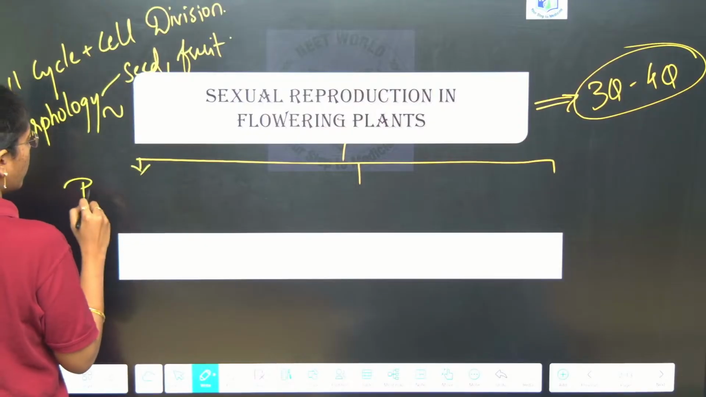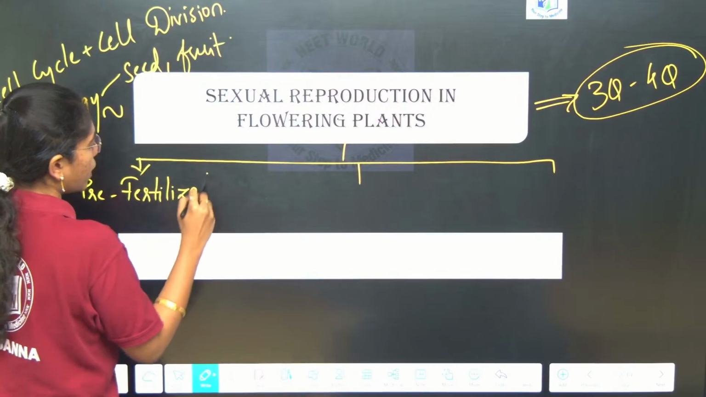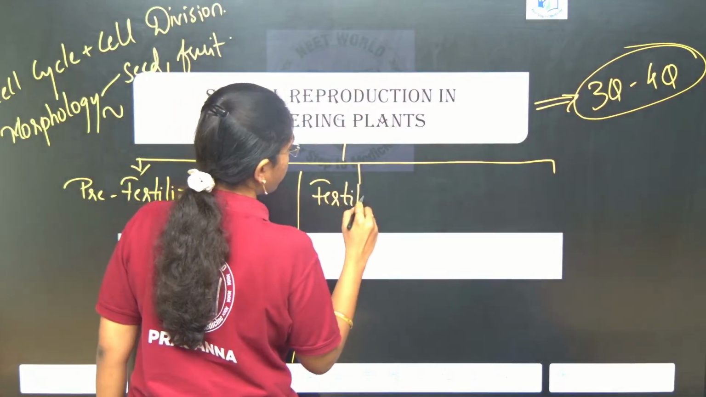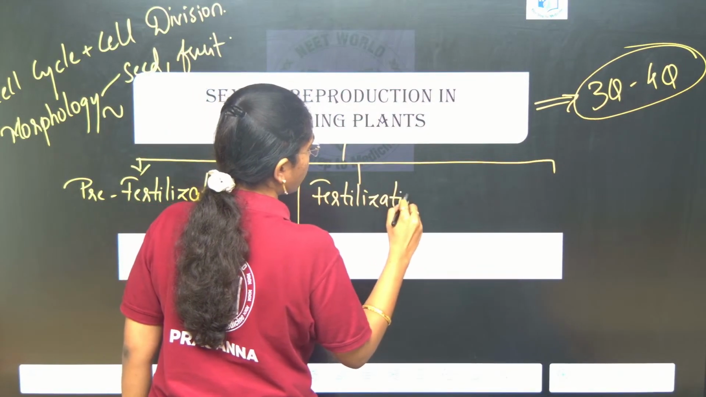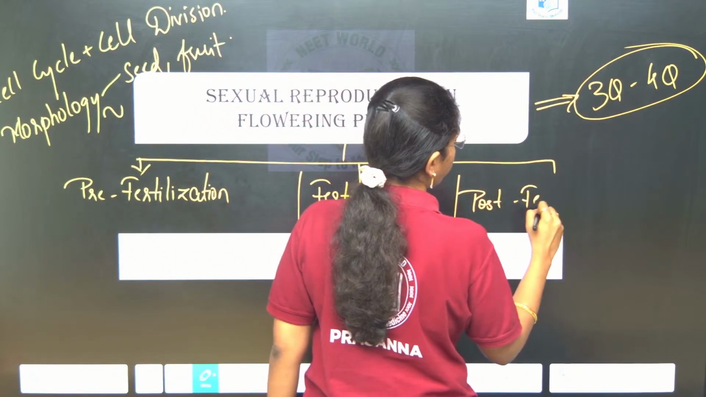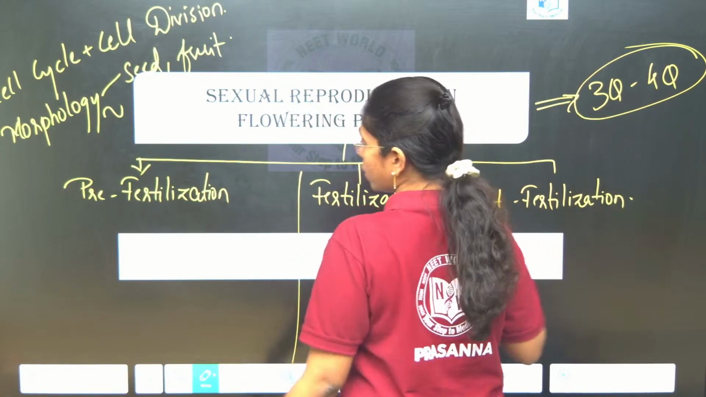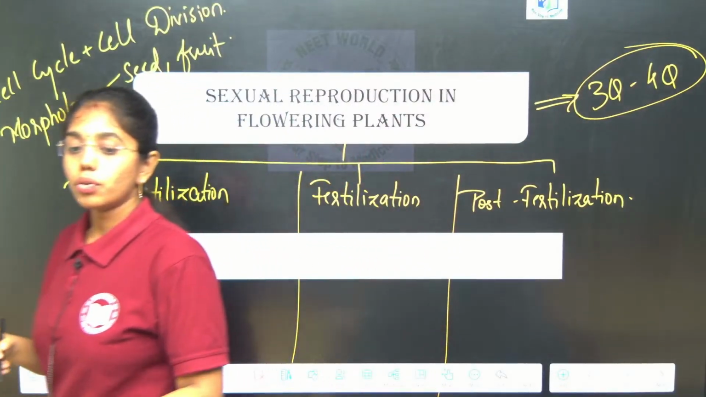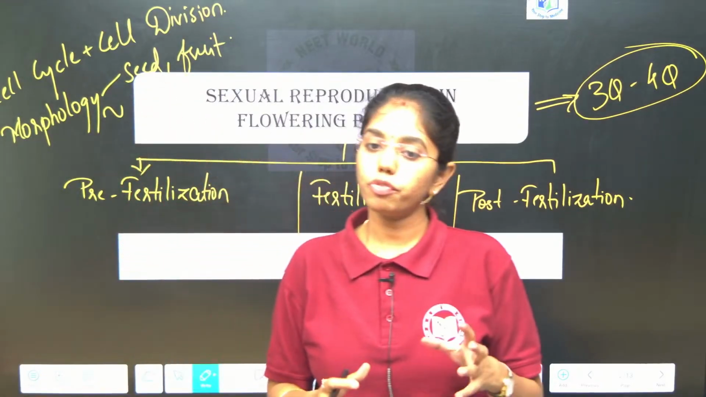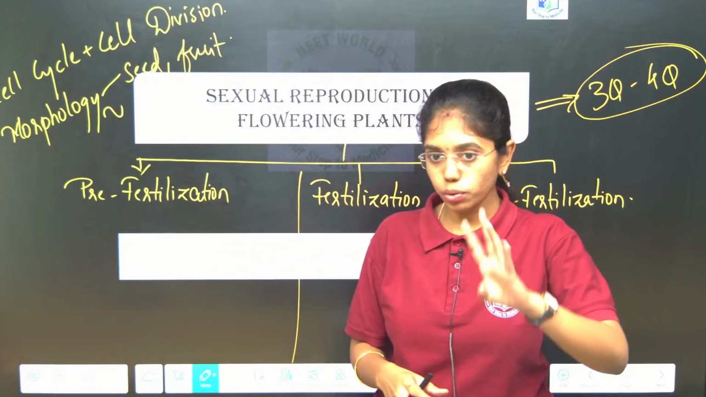Pre-fertilization, fertilization, and post-fertilization events. Pre-fertilization, if you take, firstly we will get to know what is the reproductive organ of an angiosperm. What is the reproductive organ of the angiosperm? Flower. Okay, and the complete flower will have 4 whorls, 2 are essential and 2 are non-essential.